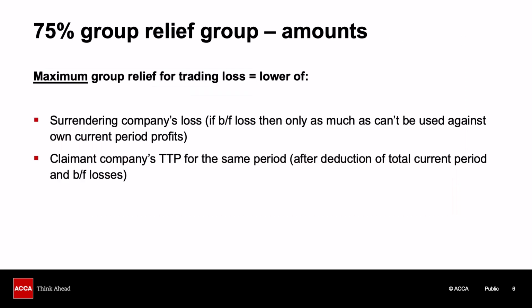The maximum group relief that can be claimed is the lower of the surrendering company's loss, if brought forward loss, then only as much as can't be used against own current period profits, and the claimant company's taxable total profits, TTP, for the same period after the deduction of total current period and brought forward losses. And notice that this is the maximum that can be group relieved. You can actually choose to transfer less if you wish, which might be useful if, say, there are a few companies you want to share loss with, or perhaps the company wants to carry some of the loss back against its own profits as well as using group relief.